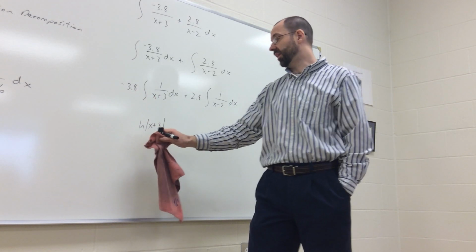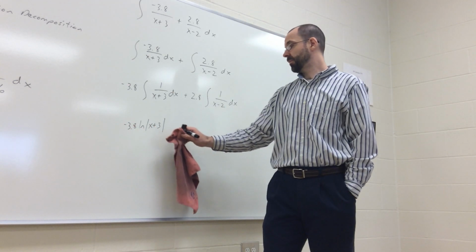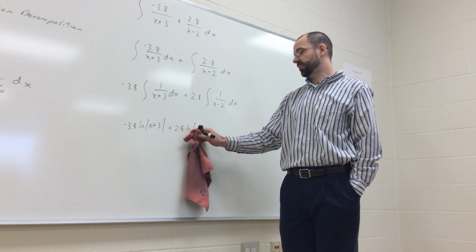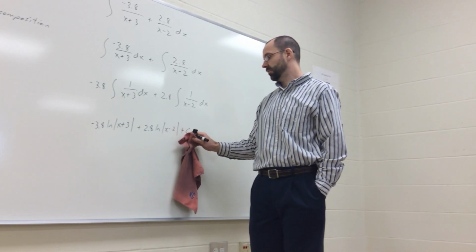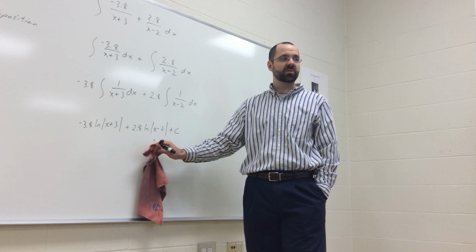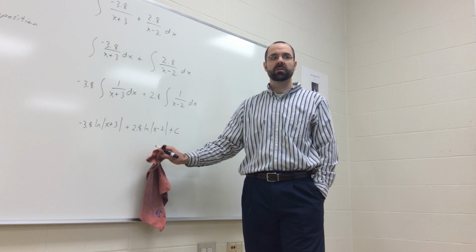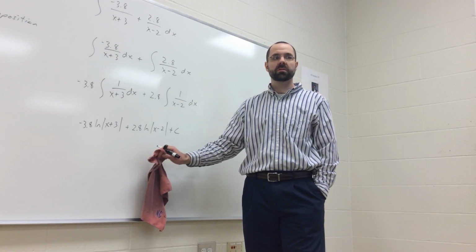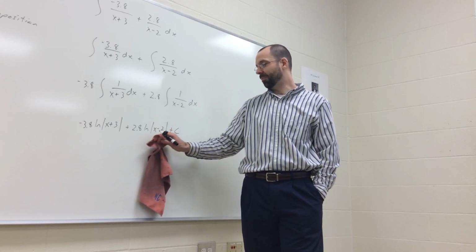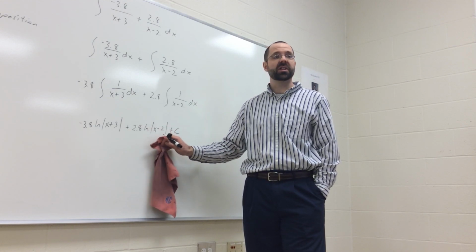And the negative 3.8 just carries down. And then the 2.8 carries down. And the antiderivative of that is the natural log of the absolute value of x minus 2. Now, we know natural log comes into play because it's x to the first power. Why don't we have to worry about chain rule? Because the derivative of the x minus 2 is just 1, right? I mean, it's 1 minus 0. But chain rule is not going to come into play because that inside derivative is just 1.